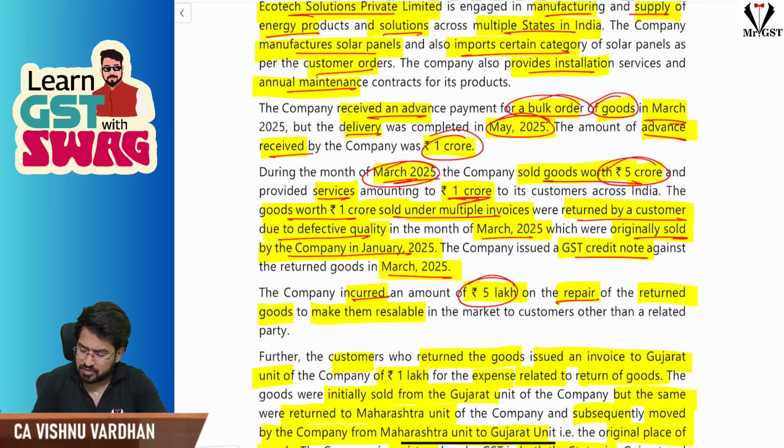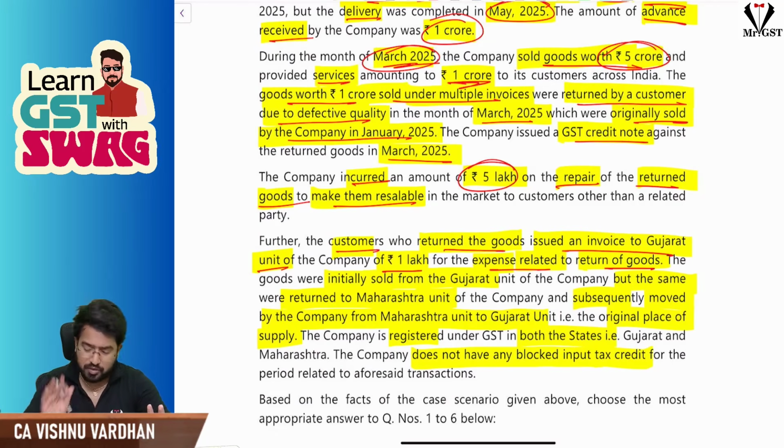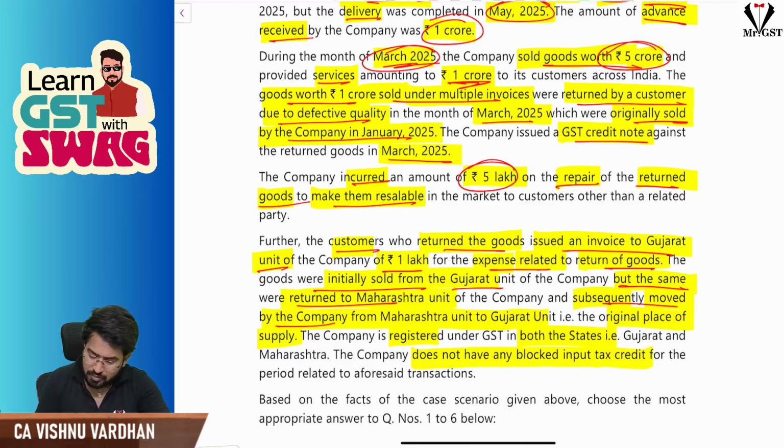The company incurred 5 lakh rupees on repair of the returned goods to make them resellable for the related party. Next, the customer who returned the goods issued an invoice to the unit of the company for 1 lakh related to expenses. For this, we have one MCQ, and we have answered that also. Goods were initially sold from the Gujarat unit, but later they were returned to the Maharashtra unit. Subsequently, these are moved by the company from Maharashtra to Gujarat. There is a question on this in the last MCQ.